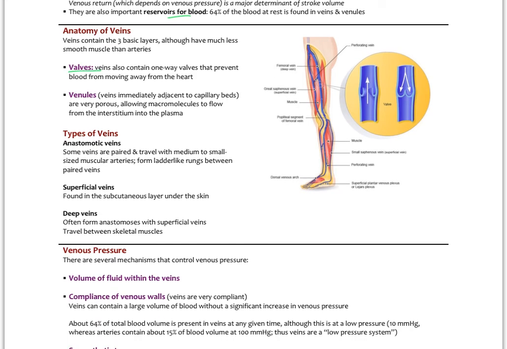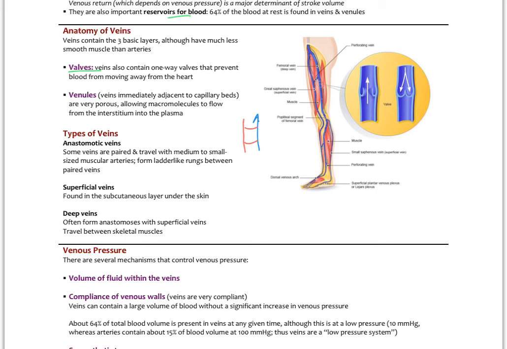There's different types of veins, so what we call anastomotic veins. They're paired veins. They travel with medium to small size muscular arteries, and they form like a ladder-like rung between the paired veins. So if you have an artery here and a vein here going this way, we get these little connections, the anastomoses between them, and that allows for greater distribution of blood. In fact, one interesting finding is that of all mammals, humans have the greatest number of anastomoses, so the greatest ability, interestingly, to regulate the circulatory flow into different organs.